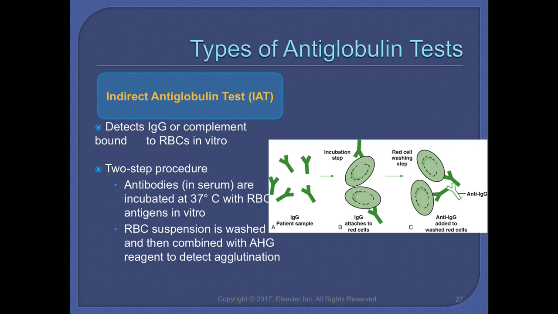So the other anti-human globulin test is the indirect antiglobulin test, which is the IAT. This detects IgG or complement bound to the red blood cells, but it does it in vitro. So what is going on in the tube? It is a two-step procedure, and the IAT requires an incubation step for sensitization. The IAT is commonly used in antibody screens, antibody identification, and testing of donor and recipient compatibility.